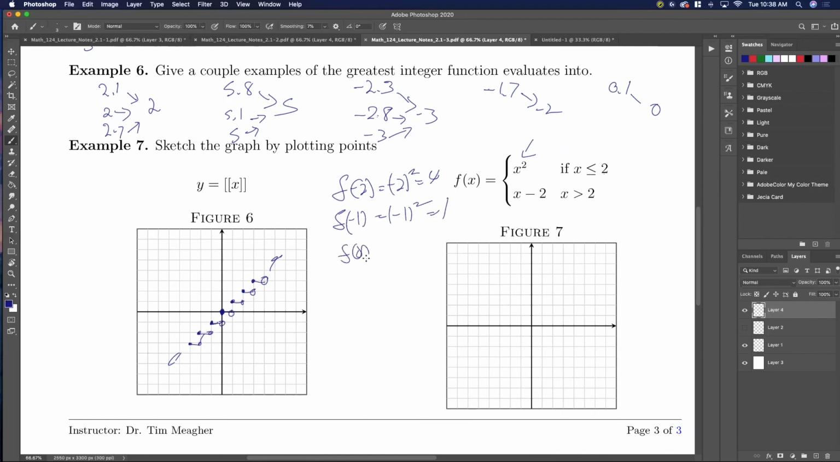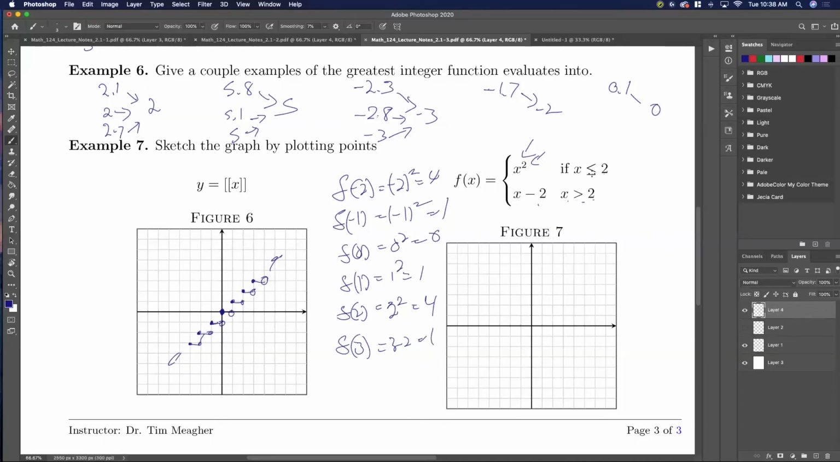F of 0 equals 0 squared, which is 0. F of 1 equals 1 squared, which is 1. F of 2, notice 2 is still in this piece, so I'm still using x squared, and 2 squared is equal to 4. And then f of 3, once I hit f of 3, I'm using this function because x is greater than 2. So it's 3 minus 2, which is equal to 1. And so we fill this in.